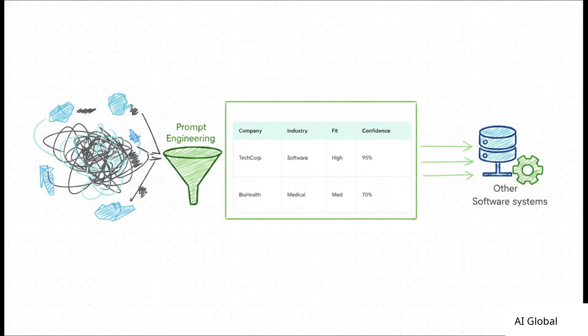And this brilliantly illustrates the solution. Look at what happens when we clearly define the output format. Here we have the exact same data: company, industry, fit, and confidence, but it's formatted beautifully and cleanly into a table. By telling the agent exactly how to structure its output, you get clean, organized data that your other software systems can instantly read and process without missing a beat.